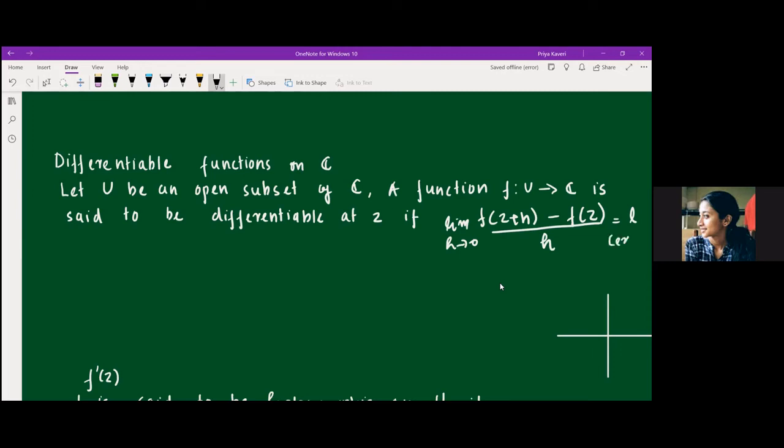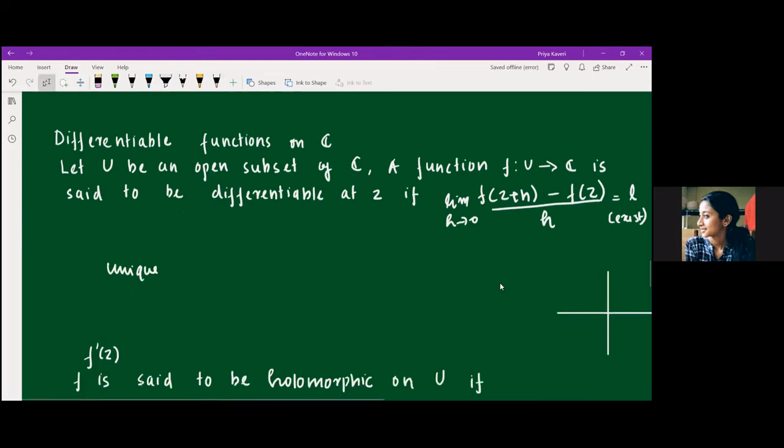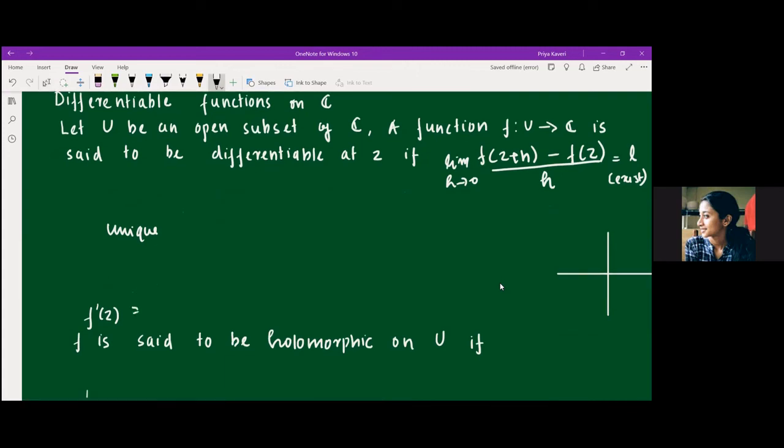Okay, so if this exists, then it is easy to see that the limit is unique. Then we will define f'(z₀) as the limit as z tends to z₀ of (f(z + h) - f(z))/h. So this is the differentiability at a point z. Now, if the function is differentiable at every point on U, then we say f is holomorphic on U. So f is said to be holomorphic on U if f is differentiable for all z in U.